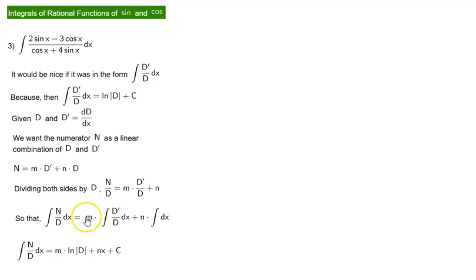So m is a constant, it comes out. So m times the integral of d prime by d dx plus n times the integral dx. And the integral of this is, we know: the integral of n by d dx is equal to m times natural log of absolute value of d plus nx plus c. Now let's actually apply this to our example and see how it works out.